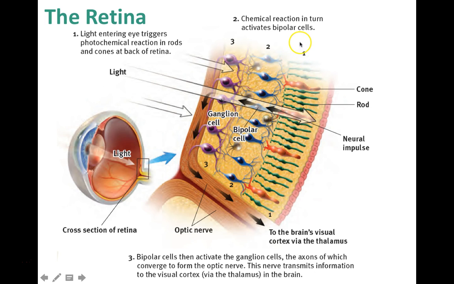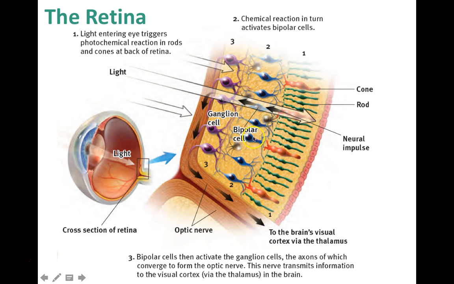Okay, and notice that the rods and cones are actually in the back of the retina. And there's just one layer of them. Remember, I mentioned previously when I said, hey, we see in 3D, but really there's just a flat screen, which is the back of the retina. In any case, that light can affect the rods and cones. It creates a photochemical reaction. And that chemical reaction in turn activates what are called bipolar cells.